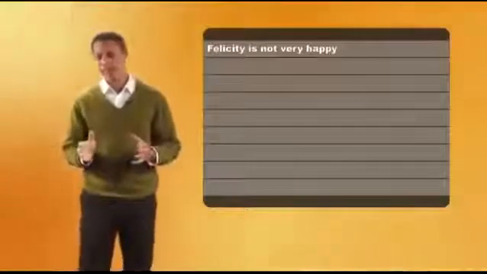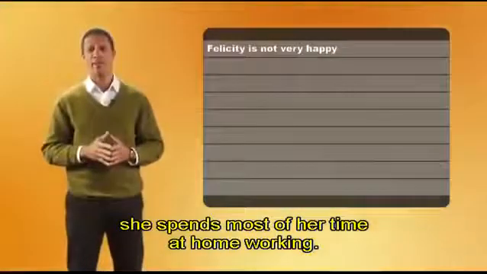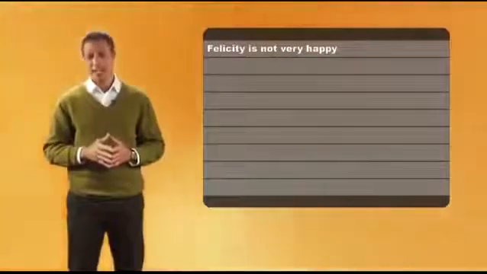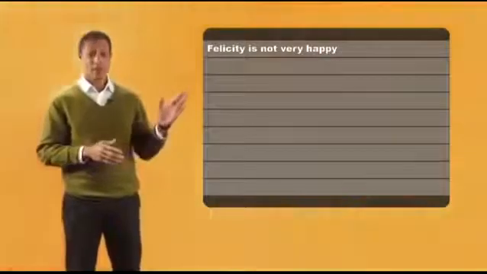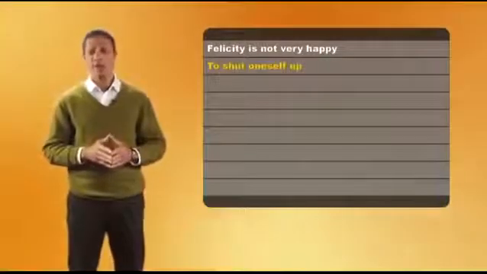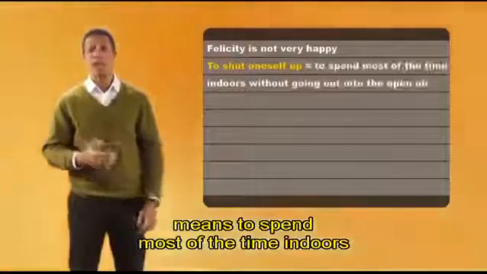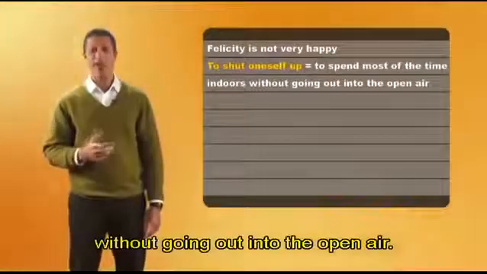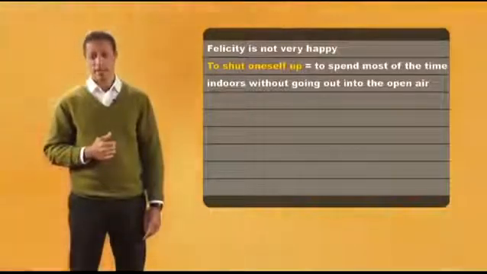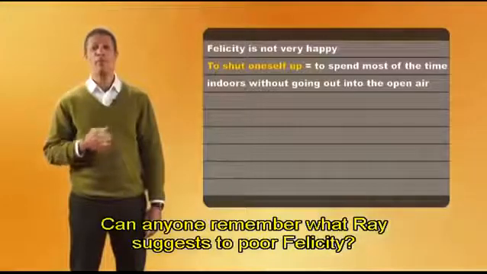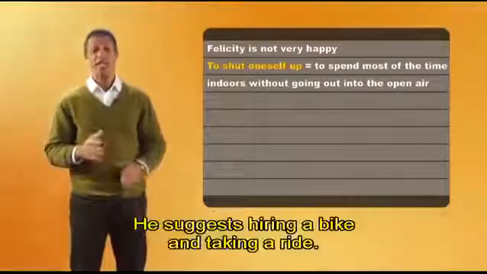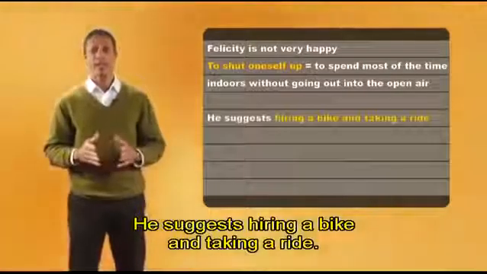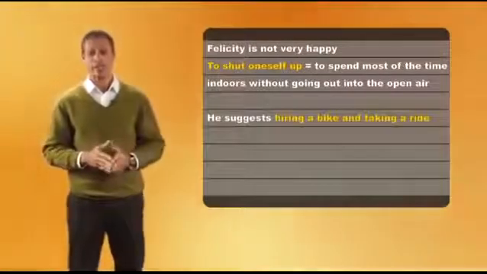Felicity is not very happy. She spends most of her time at home working. Ray suggests not shutting herself up. To shut oneself up means to spend most of the time indoors without going out into the open air. Can anyone remember what Ray suggests to poor Felicity? He suggests hiring a bike and taking a ride.